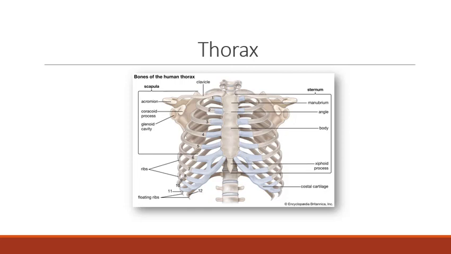So here is the bony thorax. The anterior surface is formed by the sternum and costal cartilage. The lateral surface is formed by the ribs. The posterior surface is formed by 12 thoracic vertebrae and the posterior portions of the 12 ribs.